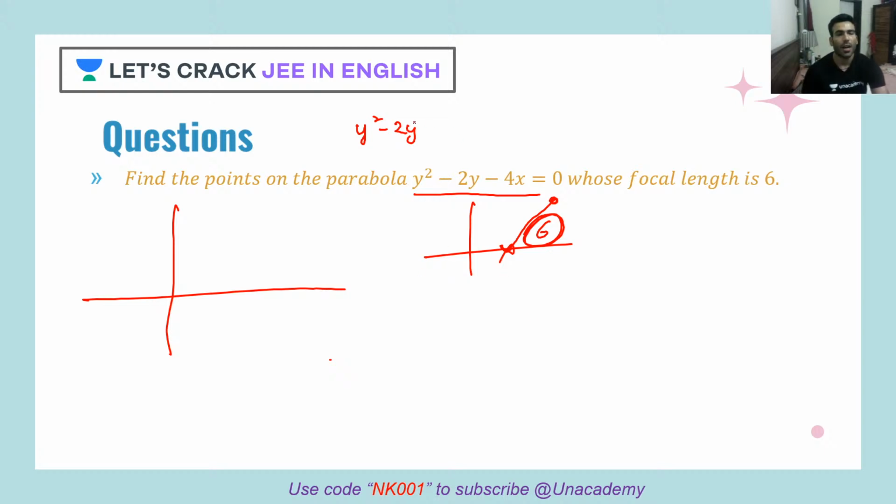For that, I need to make it a perfect square. So how can I make it a perfect square? If I add 1 here and I'll add 1 here also, this becomes y minus 1 whole square is equal to 4 common, then I'll have x plus 1 by 4. So now I can clearly say, looking at this, my vertex is where? y at 1, and x is minus 1 by 4.